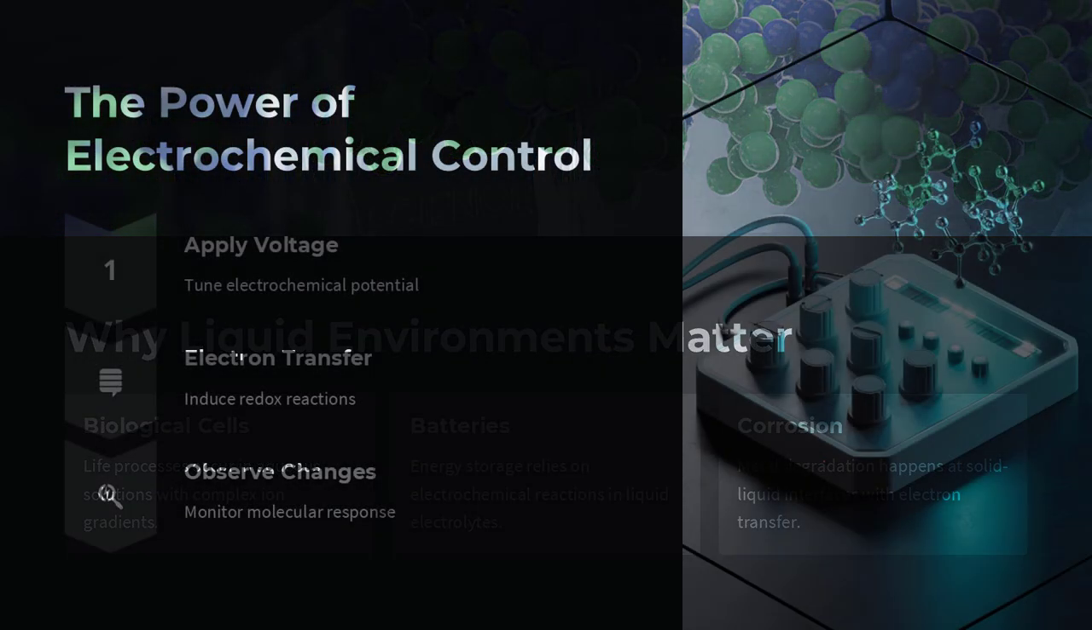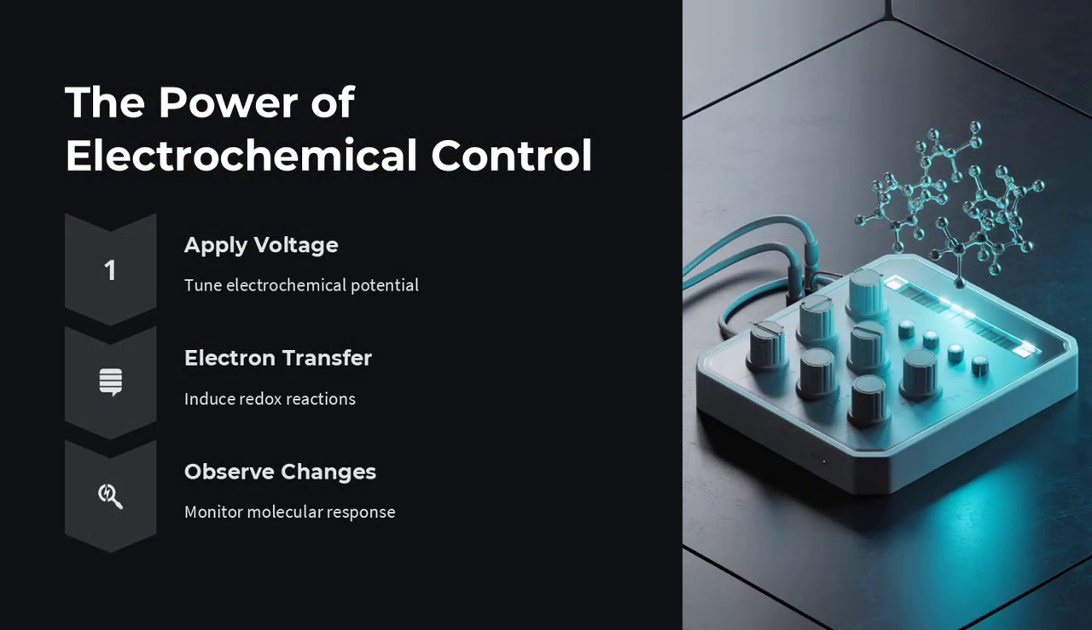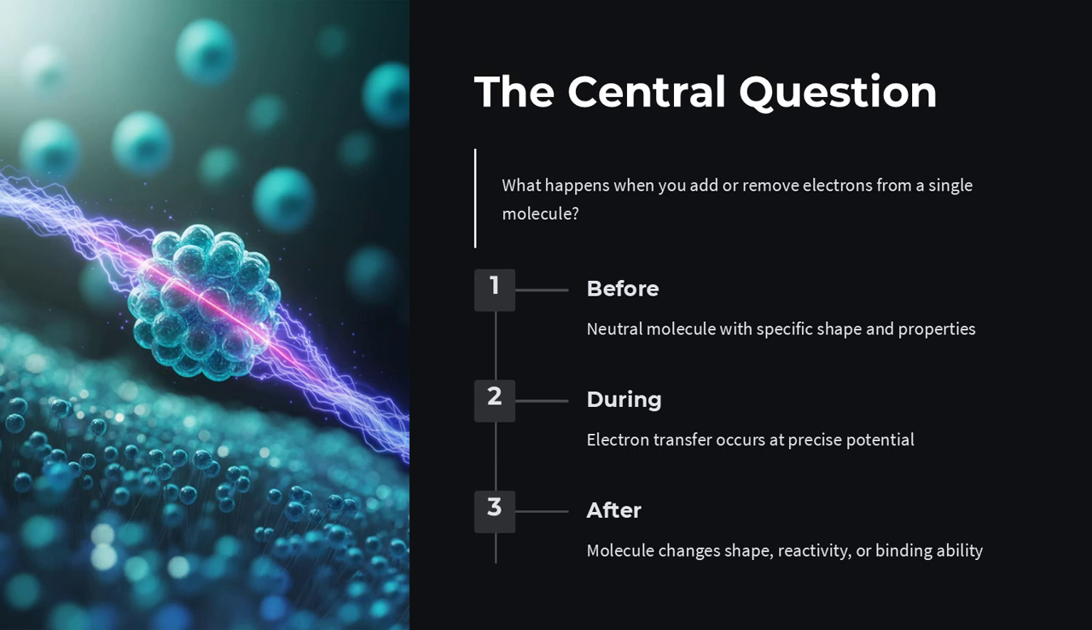Let's begin with the basics. What is ECSTM? Standard Scanning Tunneling Microscopy, STM, allows us to image conductive surfaces with atomic resolution by placing a sharp metallic tip near a sample and measuring the quantum tunneling current that flows between them. But this technique usually operates in vacuum or inert environments.